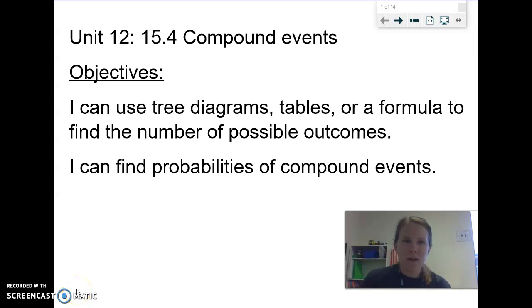Hello, 7th grade, and welcome to our next lesson in our last unit here. What we're going to be talking about today is compound events, meaning where we're going to have more than one probability event happening at the same time. Our objectives are: I can use tree diagrams, tables, or formulas to find the number of possible outcomes, and I can find probability of compound events.